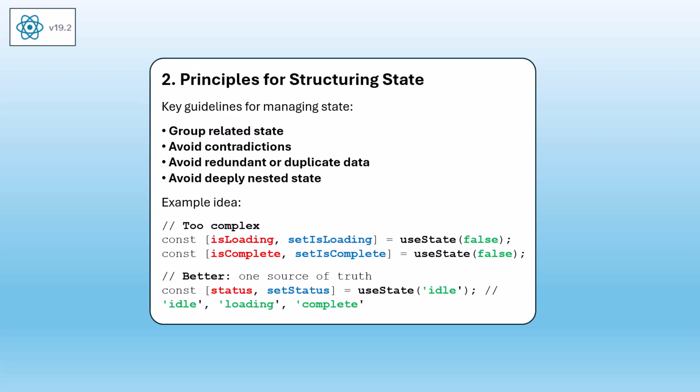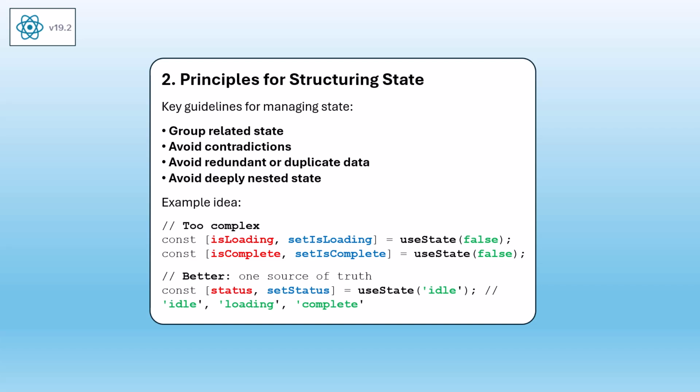First, group related pieces of state together. If two or more variables always change at the same time, they probably belong in one shared state structure. Second, avoid contradictions in your state. If you design your state so that two variables could disagree with each other, you're inviting logical errors. Your state should only represent valid situations.